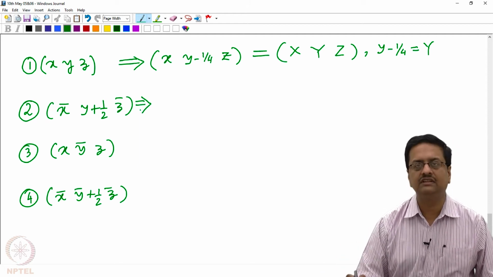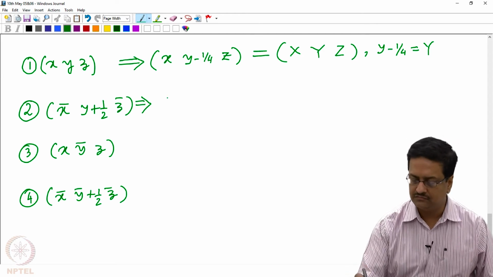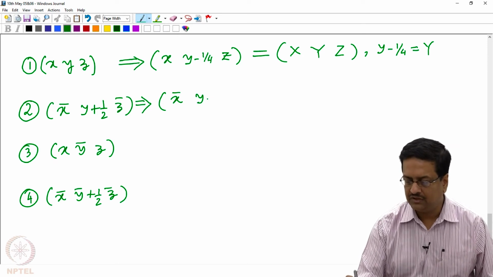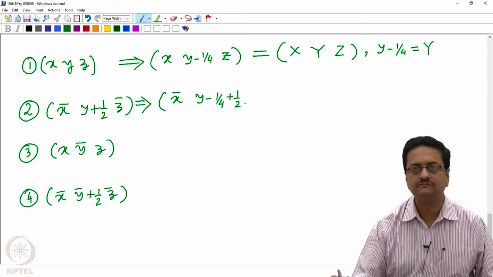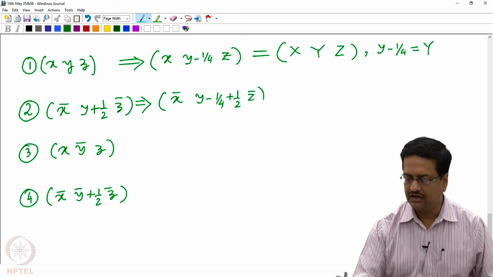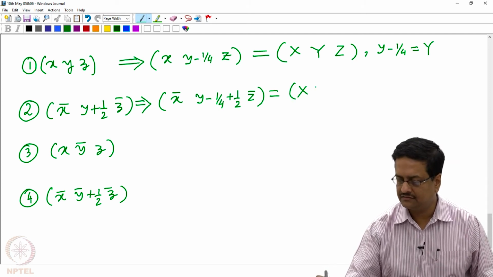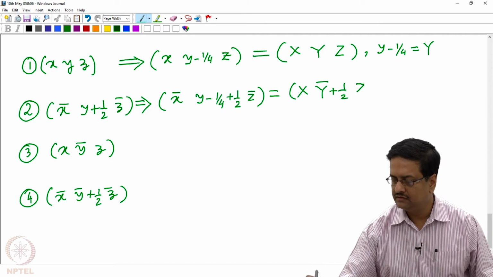Now if we do the same thing for point number 2, x bar remains as it is, y becomes y minus 1/4 plus half, z bar, that can be written as x bar, y plus 1/4, z bar.